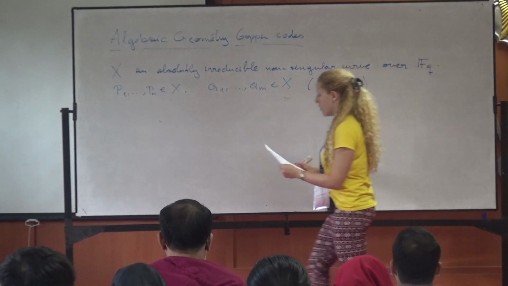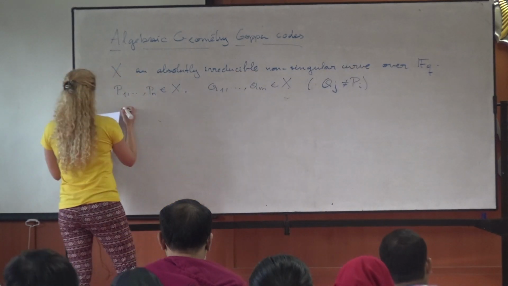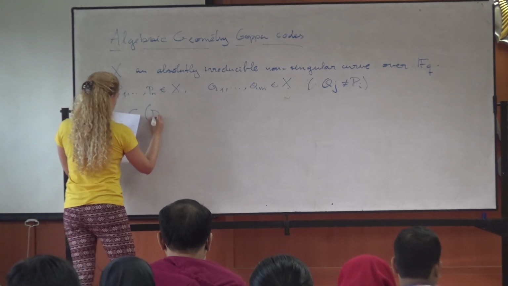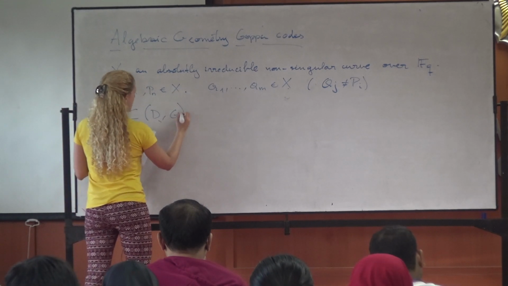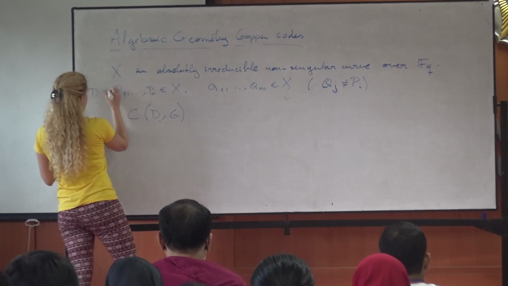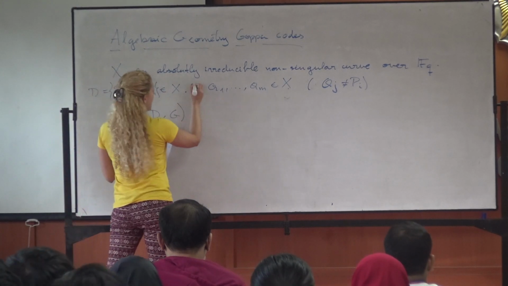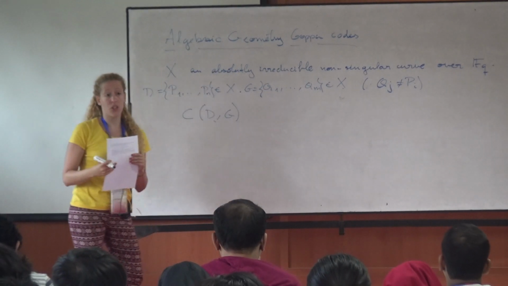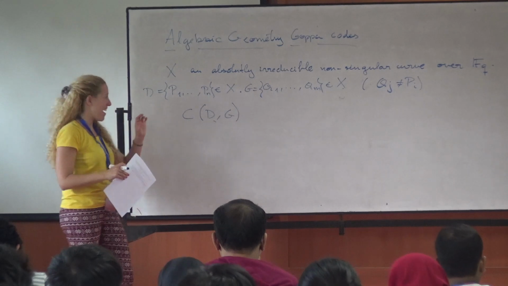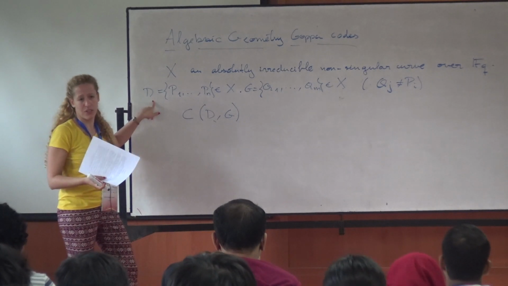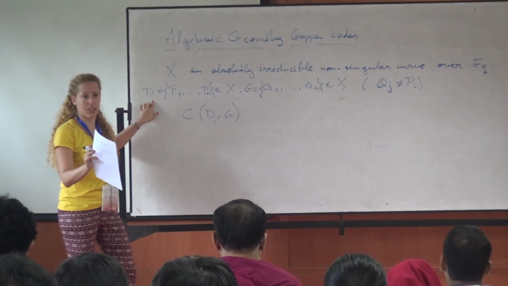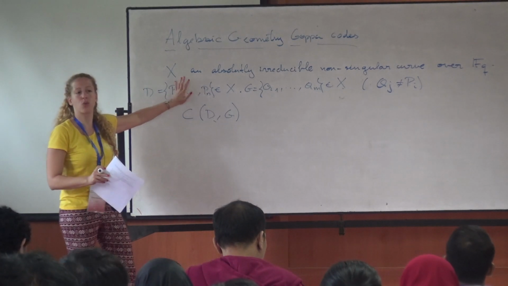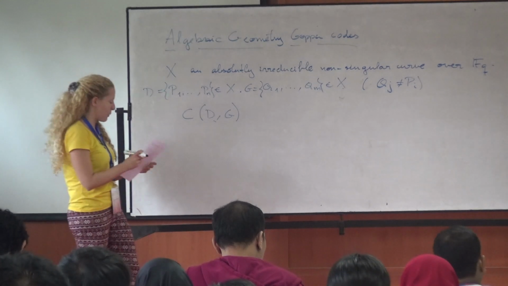So now I'm going to define the algebraic geometry code as follows. C(D,G), where D is the set of the points P, and G is the set of the points Q. Here, for the ones that know the terminology, actually D is a divisor. I don't know if you're familiar with this. So it's more than a set, there is a structure. But for the ones that don't know, this is just a set of points, so don't worry.